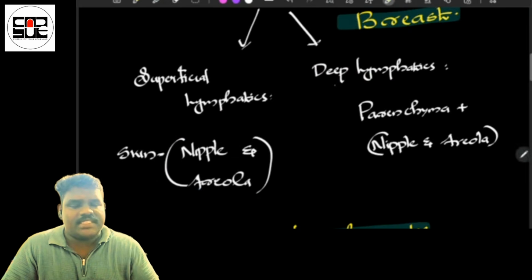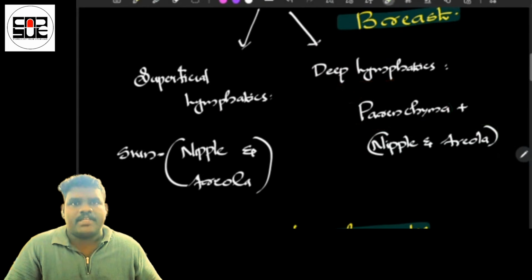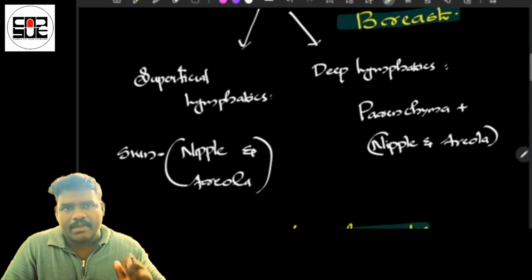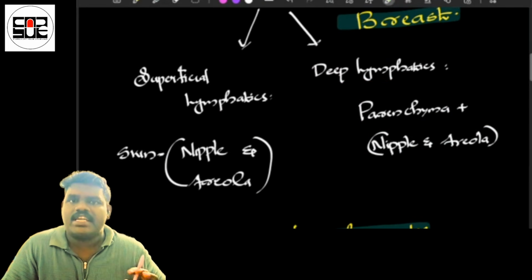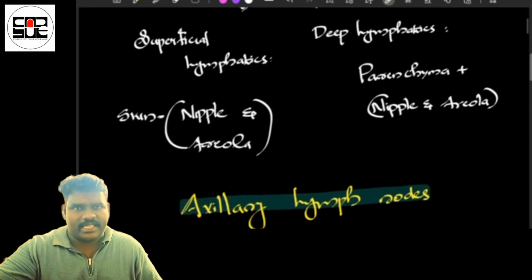And the deep lymphatics are mainly the lymphatics of the parenchyma along with the lymphatics from the nipple and areola. So the nipple and areola, the deep breast tissue and parenchyma, form the deep group of lymphatics we discuss.